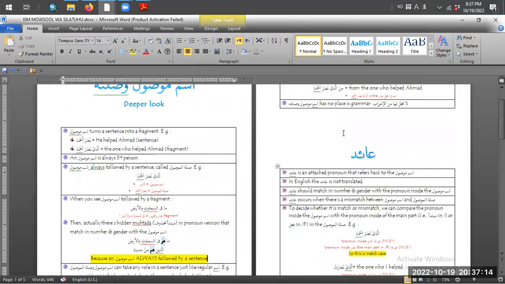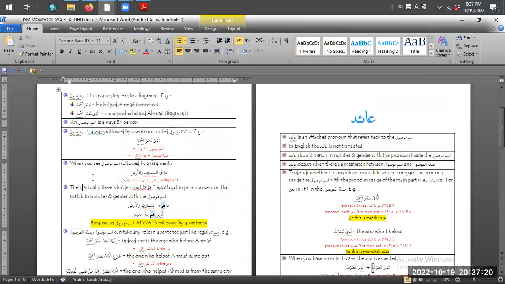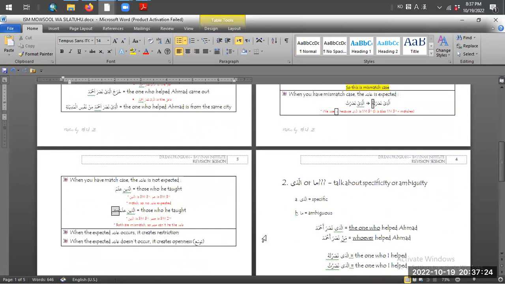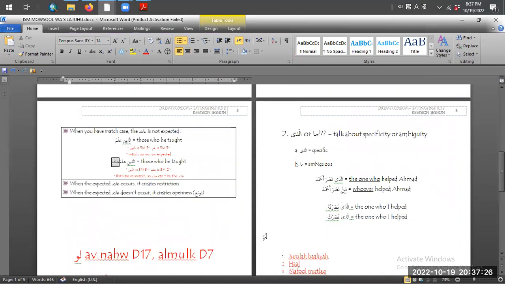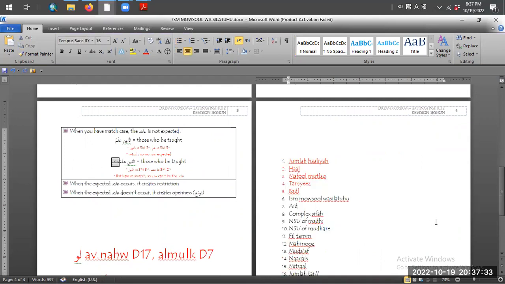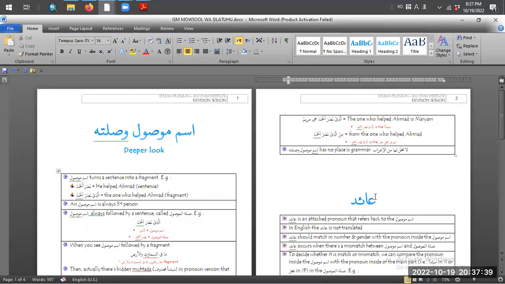Okay. Anything else? No. And thank you for reminding us about this. Okay. If all is covered, now it is time for us to talk about mowsool sifa.